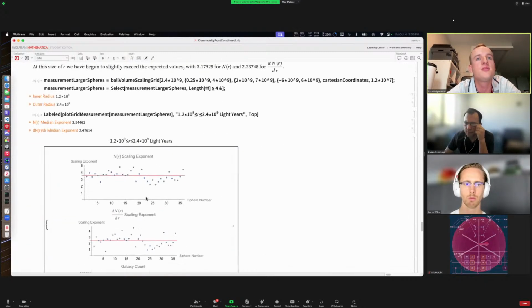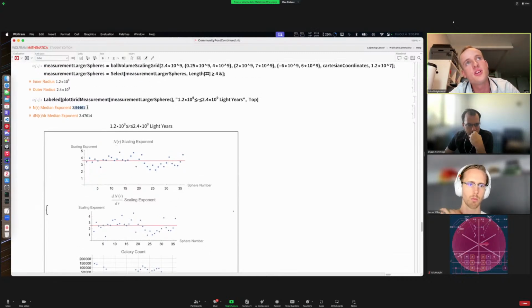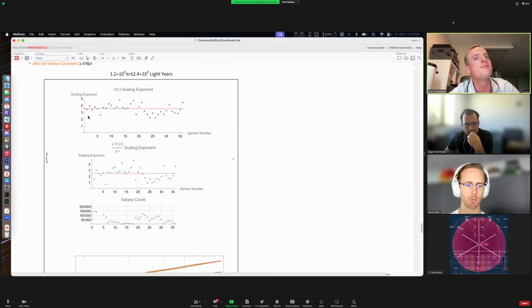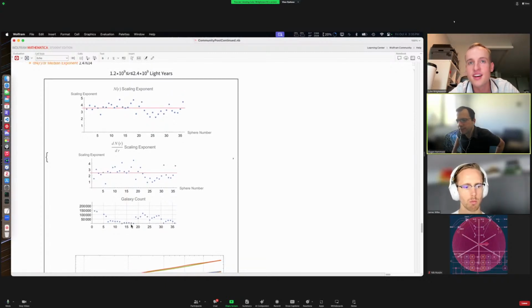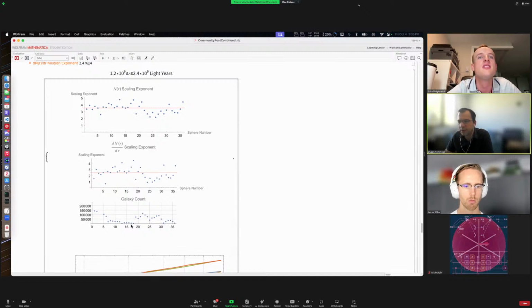So I just kept increasing it. Here we're up to 35 spheres filling the same box, and the exponent's like 3.5 now and 2.5 around there. That's 150,000 galaxies. How many galaxies are there total? I don't know how many are in the box, but in the whole data set there's like 2.8 million.